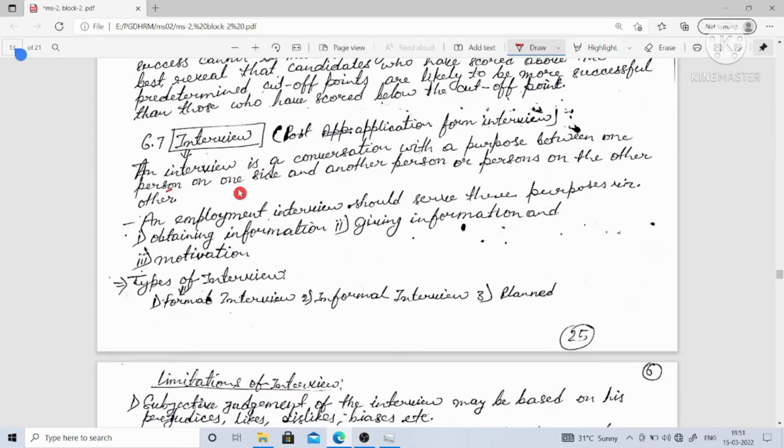An employment interview should serve three purposes. So now this is about the employment interview. It is about obtaining information, giving information, and motivation. Types of interview given: formal interview, informal interview, and planned interview.